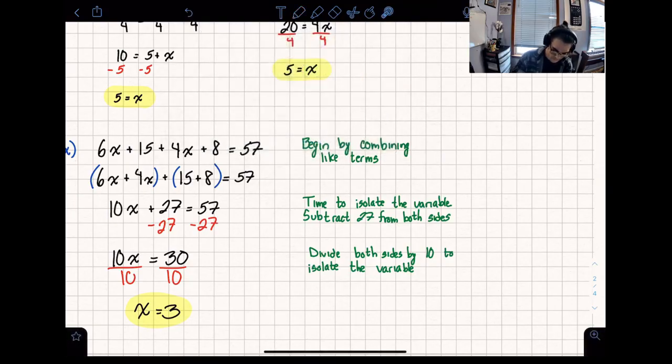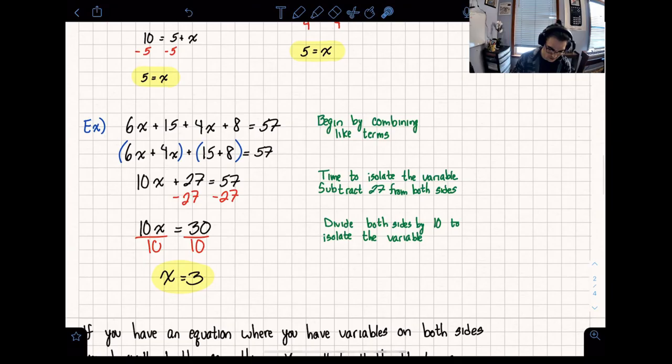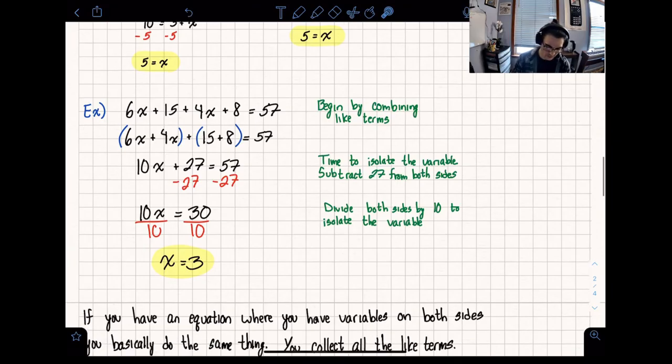Anyway, we subtract the 27 from both sides, and now we are left with our new expression 10x equals 30. 10 is multiplying our variable x. To undo multiplication, we use division, so we're going to divide both sides by 10. This makes a 1. 30 divided by 10 is 3, and we get our final answer of x equals 3.